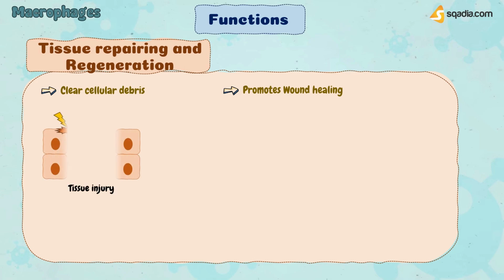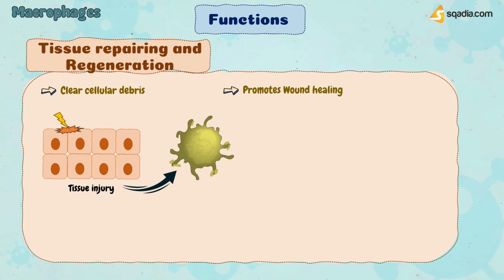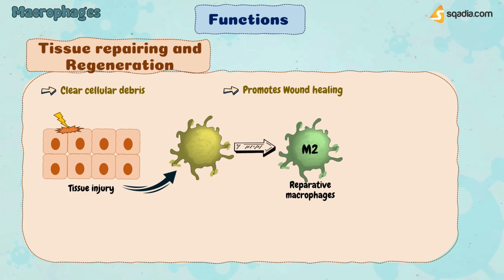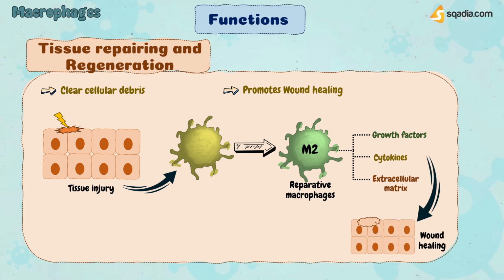During tissue injury or inflammation, macrophages shift their phenotype to become reparative macrophages or M2 macrophages. These M2 macrophages then produce growth factors, cytokines, and extracellular matrix components that aid in tissue remodeling and wound healing. Macrophages also help resolve inflammation, preventing excessive tissue damage and promoting the restoration of tissue homeostasis.